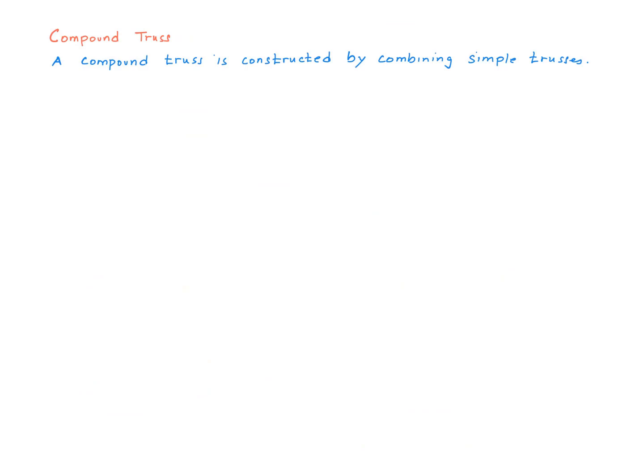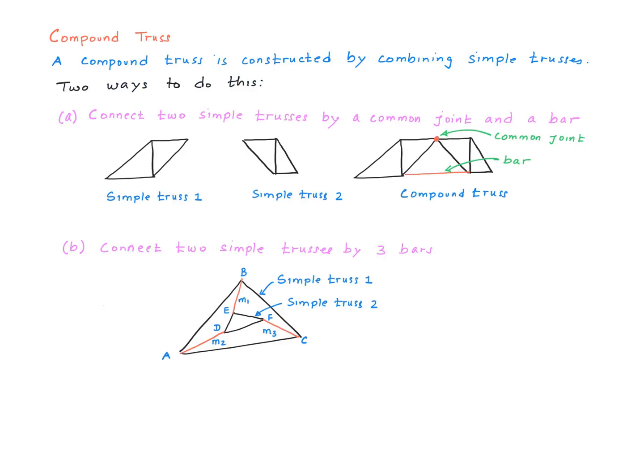Now let's talk about a compound truss. A compound truss is constructed by combining simple trusses. There are two ways to do this. Let's talk about this first method. Here is a simple truss and here is another one. We got this compound truss by combining these two simple trusses by a common joint and a bar. You can see this compound truss is another simple truss.